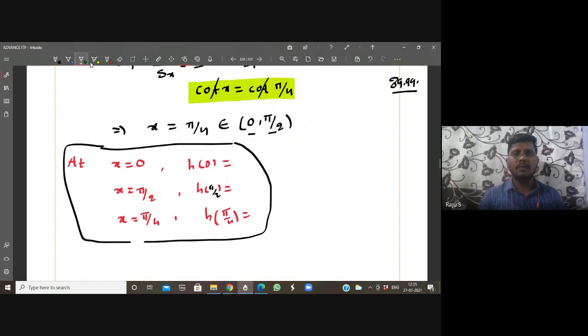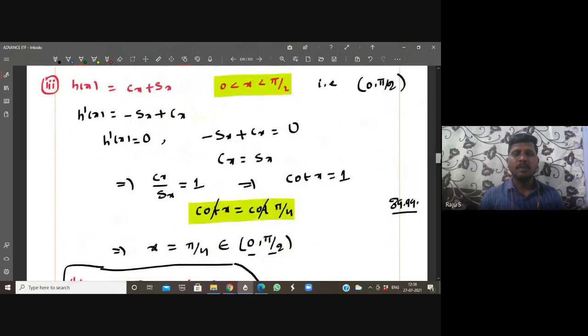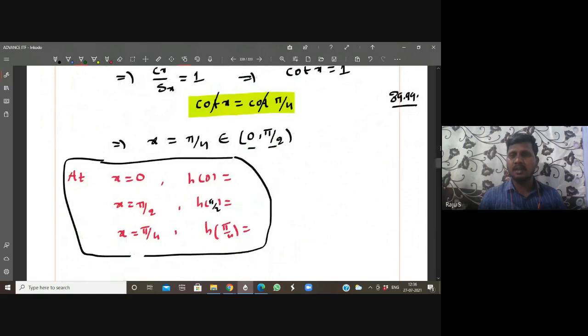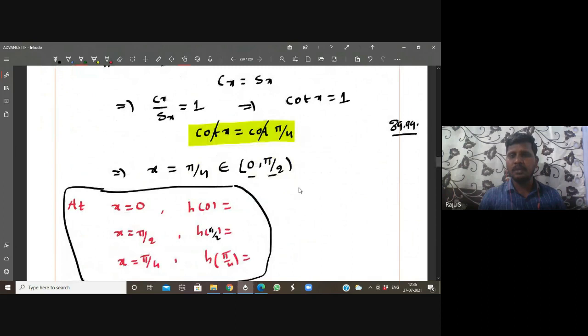Otherwise, if you want to know exactly whether at pi by 4 it has a minimum or maximum, simply find the second derivative. That is absolutely right, with the help of the second derivative test. So h dash of x, we got it, is minus sin x plus cos x. Now what is h double dash of x? Minus cos x minus sin x. Sin x derivative is cos x, and cos x derivative is minus sin x.